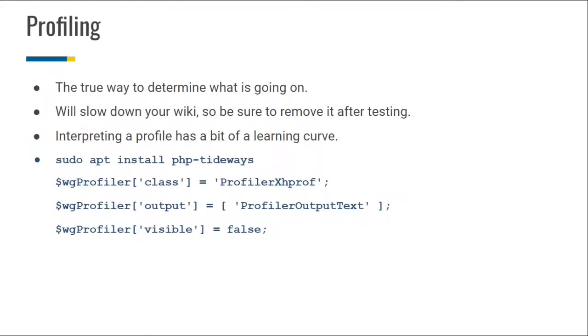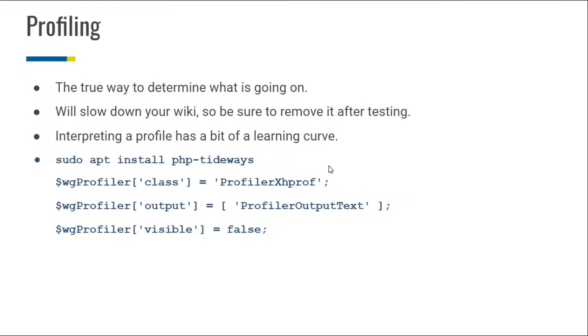Now, profiling. If after all this you're still not sure what is being slow, the true way to see what is going wrong is profiling. For those who aren't familiar with the term, it's when you take a computer program and record, for every function, how much time it took and how many times it was called. This can get a little technical and harder to interpret, but it gives you the most data.